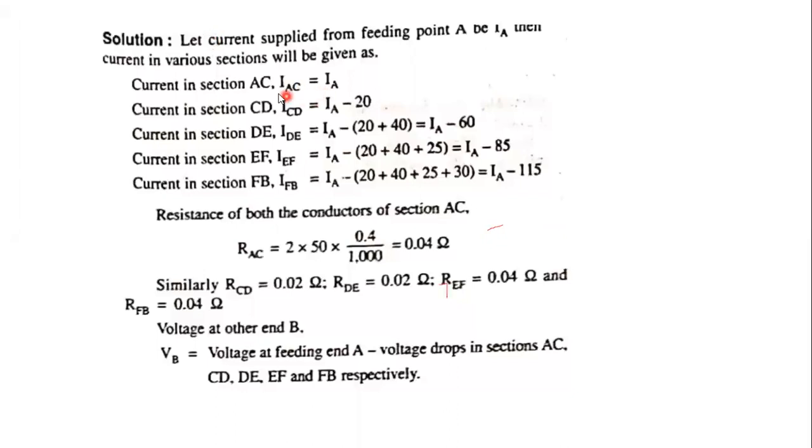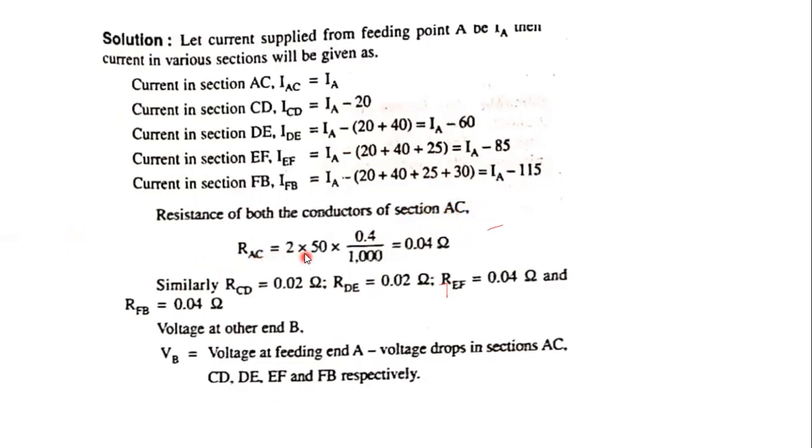First of all, the current at section AC, IAC, is equal to IA. Next, the current in section CD is IA minus 20. Next, in section DE, IA minus 20 minus 40, that is IA minus 60 amperes. Next, IA minus 85, and IA minus 150.